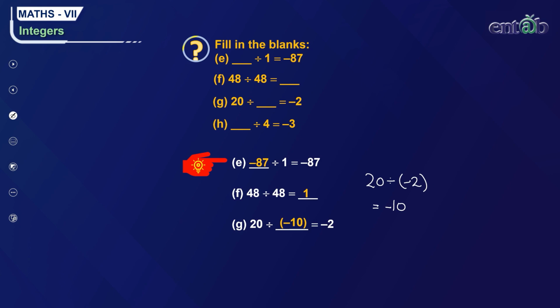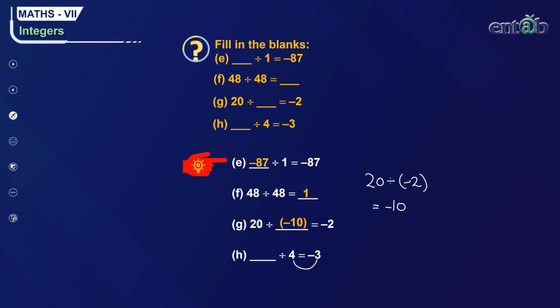Let's look at the next part. Dash divided by 4 is minus 3. Now here we need to find the number which is being divided by 4. In order to find such a number, we can multiply these two together.